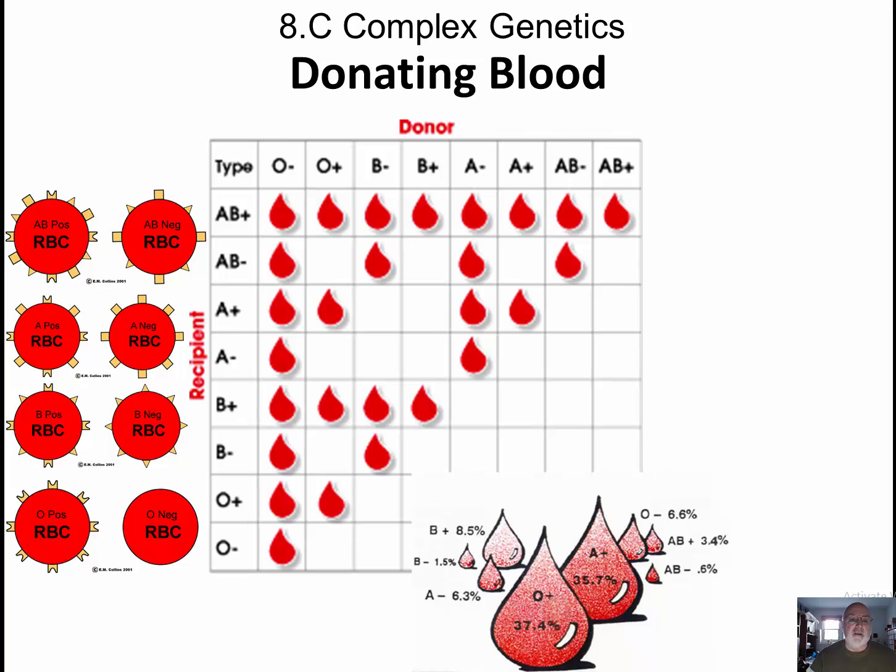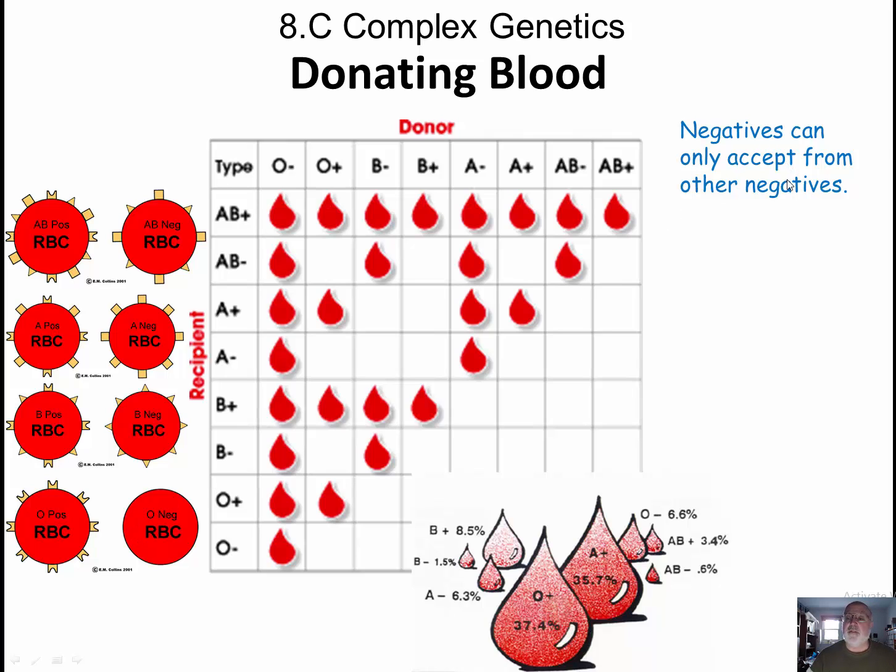This is the donor chart, and the way it works is this is the recipient side. So if you're an A plus, you can receive blood from O negative, O positive, A negative, and A positive. If you're AB, you can accept from anyone, and if you're O, you may donate to anyone. O negative, donate to anyone. Remember, the O negative has no antibodies.